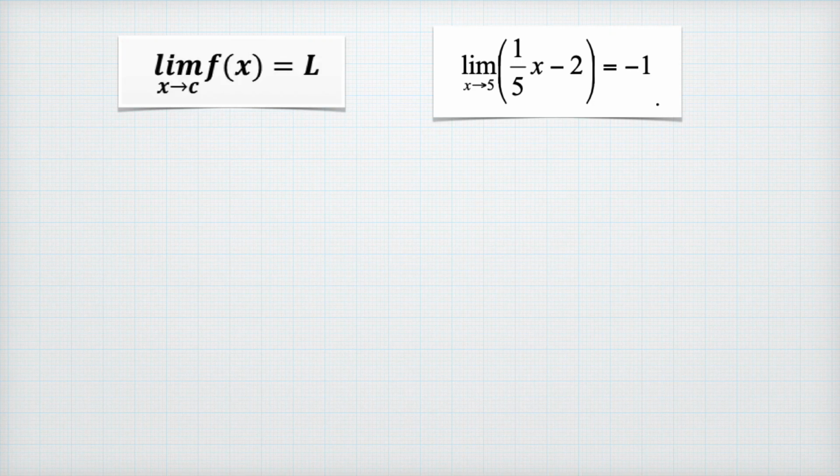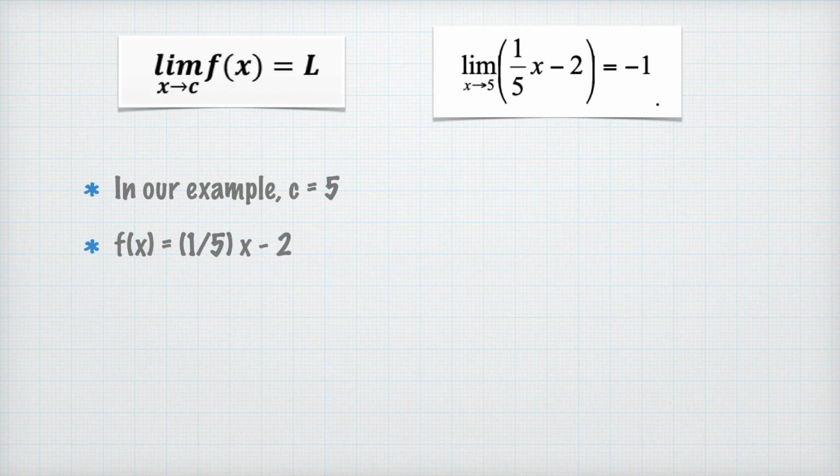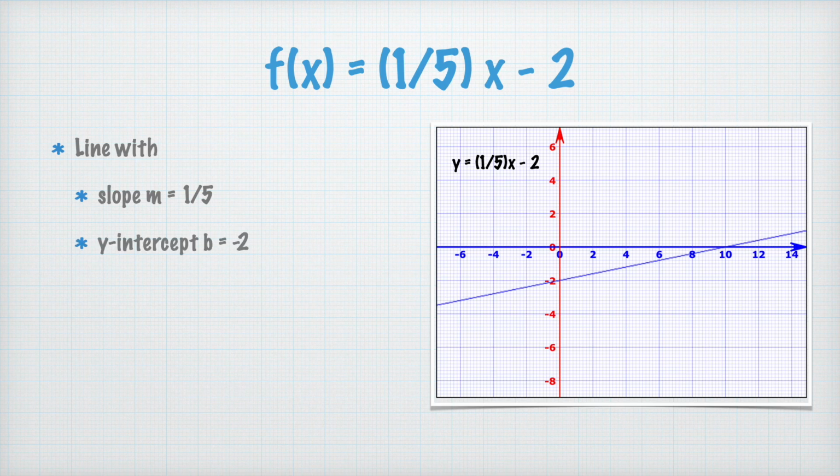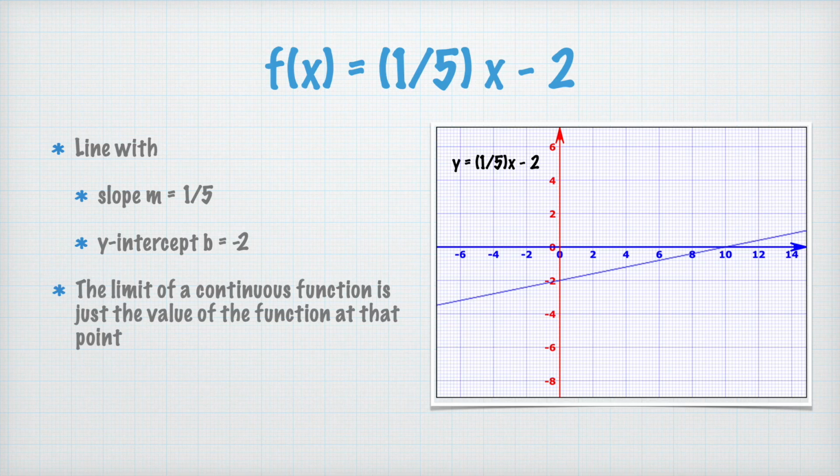So looking at the definition and then at our specific example, we see that in our example, c equals 5, the function f of x equals 1/5 x minus 2, and the limit is negative 1. And looking at our function, we see that it's a line with slope of 1/5 and a y-intercept of negative 2. Now, we know that the limit of a continuous function is just the value of the function at that point. So, since f of 5 equals negative 1, we know that that is indeed the limit.